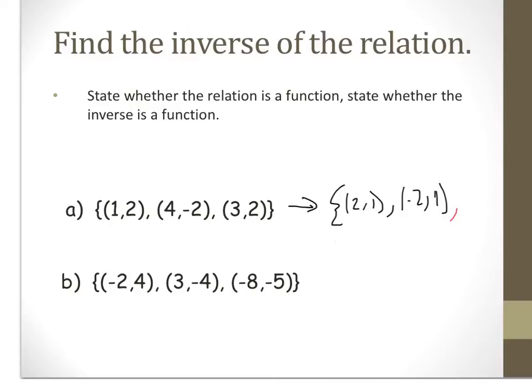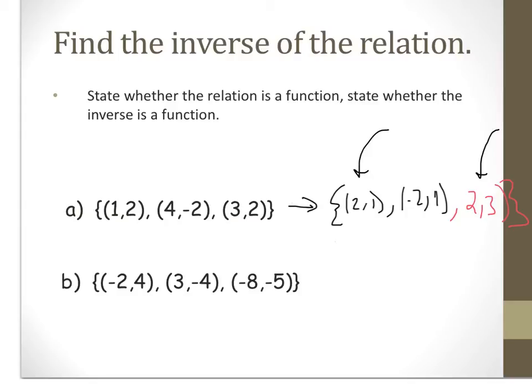And then we got our last point here, which is 2, 3. Shouldn't be in red, sorry about that, but we'll just leave it. And notice here, if we look at this, we have an inverse that is not a function because they have the same x value with a different y value. And so it would fail the vertical line test.